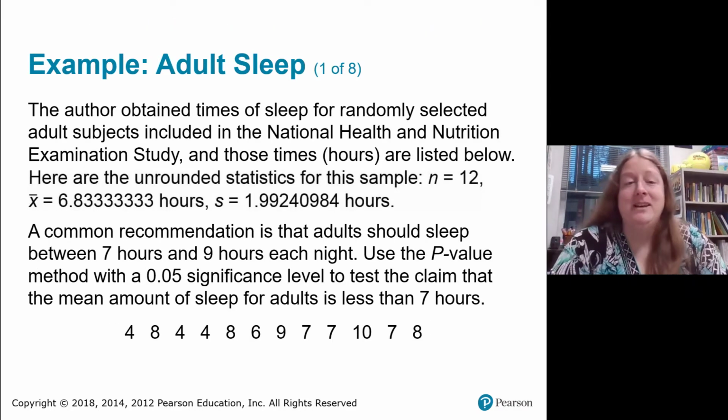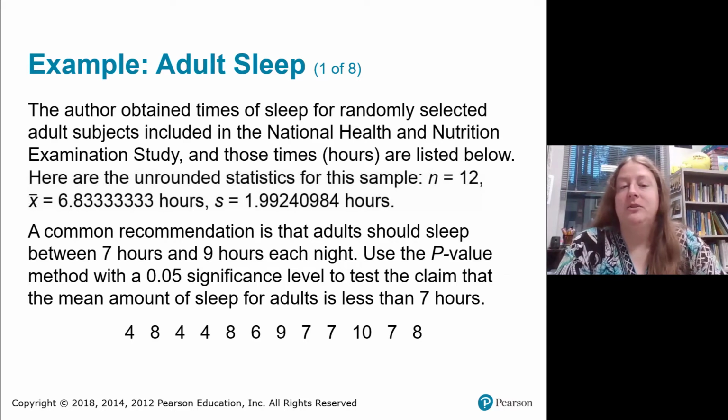The student t-distribution gets closer and closer to our standard normal distribution. So let's look at an example. Adult sleep. The author obtained times of sleep for randomly selected adult subjects included in the National Health and Nutrition Examination Study, and those times in hours are listed below. Here are the unrounded statistics for this sample.